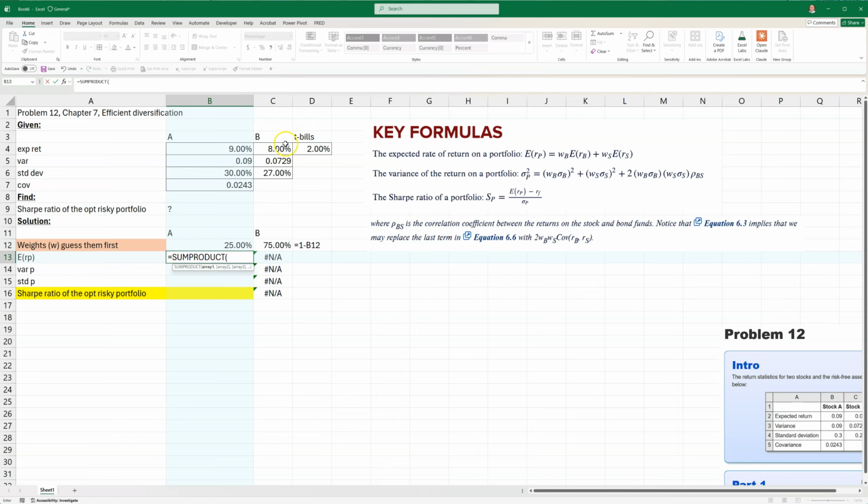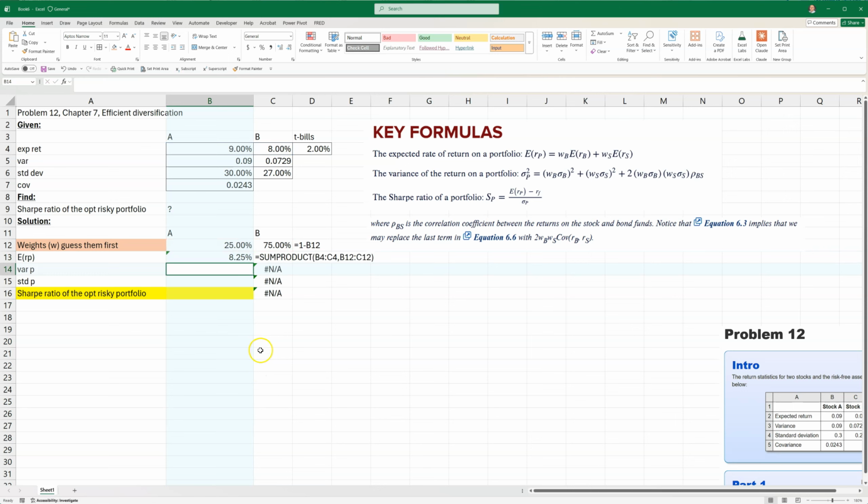That does it. It takes these expected returns and multiplies them times these weights and then adds them together. Okay? So that's the same thing as taking this times this plus this times this. It's just a real handy formula to know.